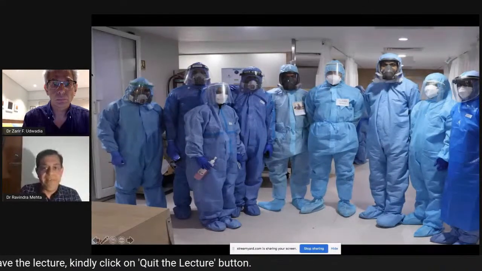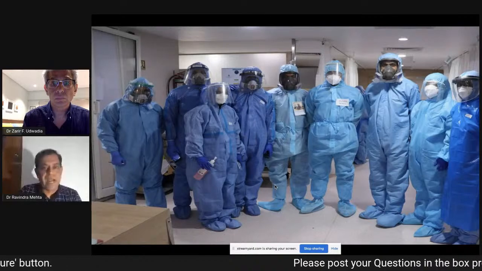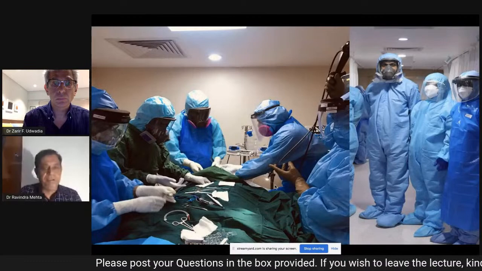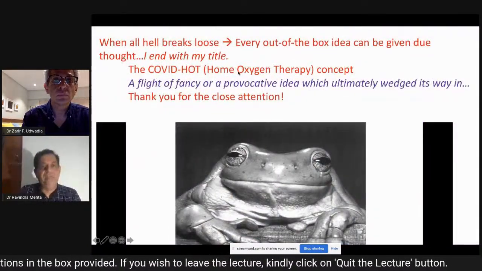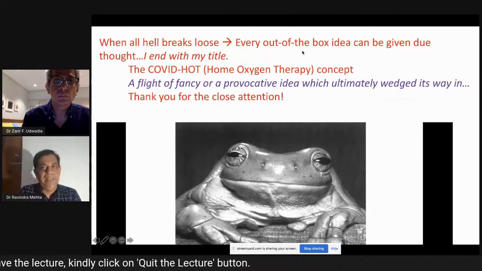If we can have an ICU this way, look at us this way. We've learned to wear masks for hours together as we never planned, done procedures using gear, where none of us know who's there behind, and still have to do it for safety. We can certainly acknowledge that when all hell breaks loose, every out-of-the-box idea can be given thought.